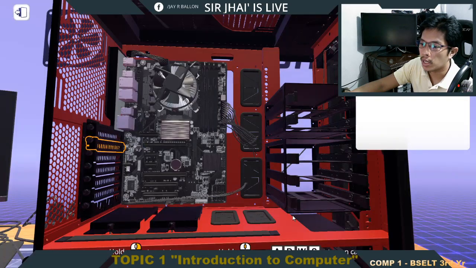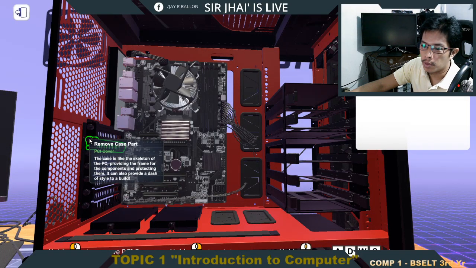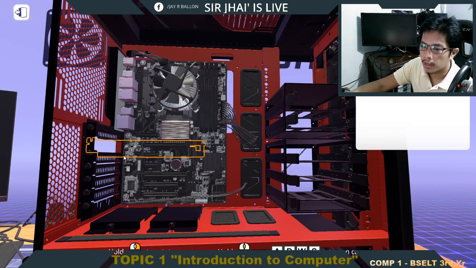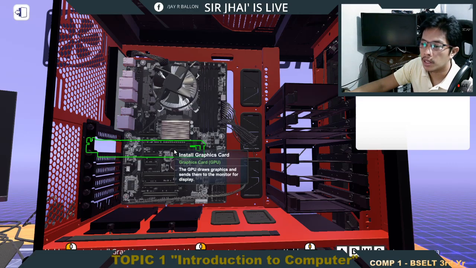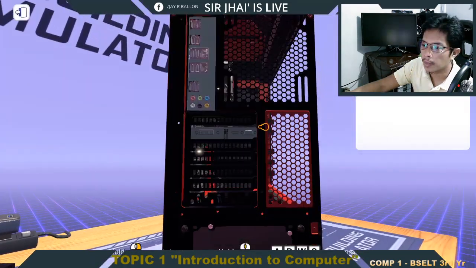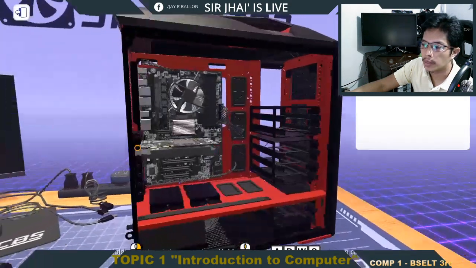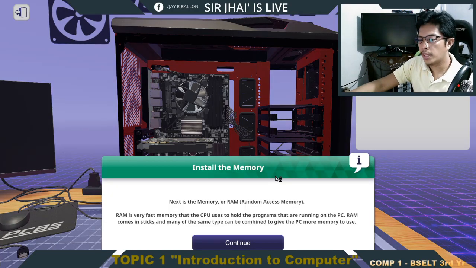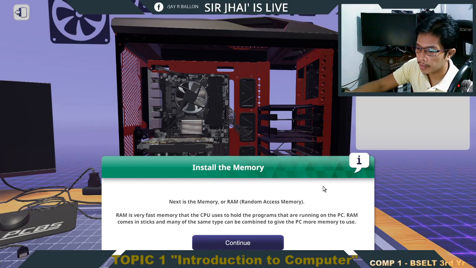So let's install it. First, we're going to remove the cover part or PCI cover. Okay, pag natanggal yun, let's put in the card. Okay, so as you can see sa likod, meron na siyang port for the HDMI going to the monitor. All we need to do is lock it in place. Okay, so the next hardware we're going to install is the memory.